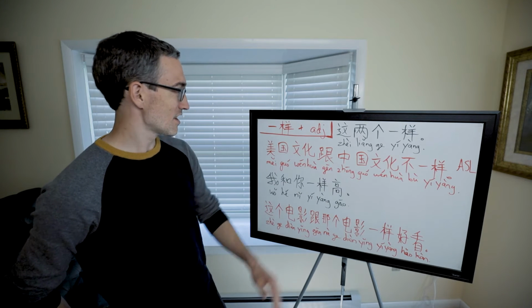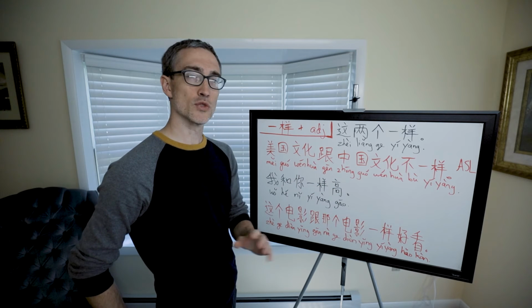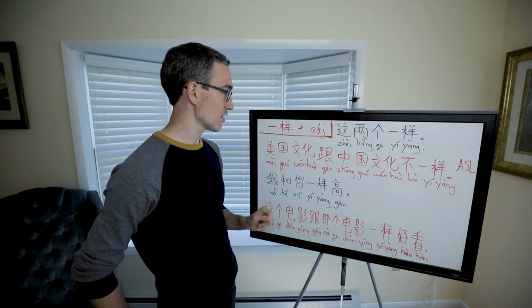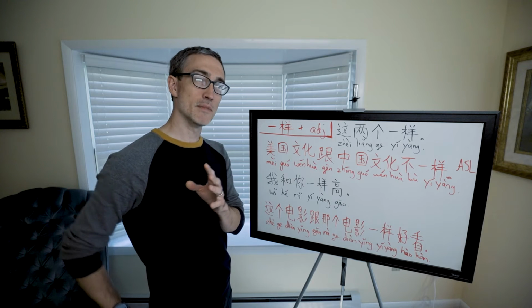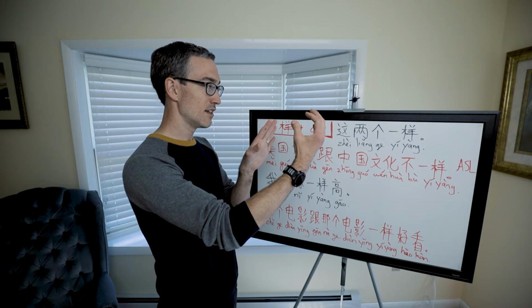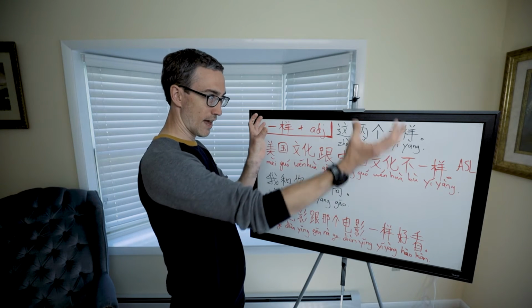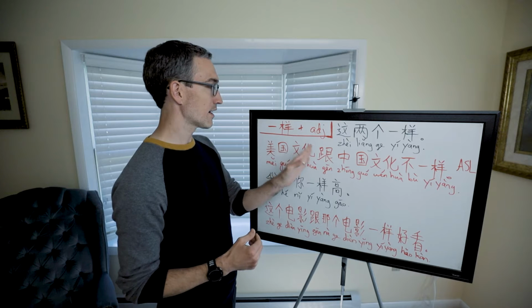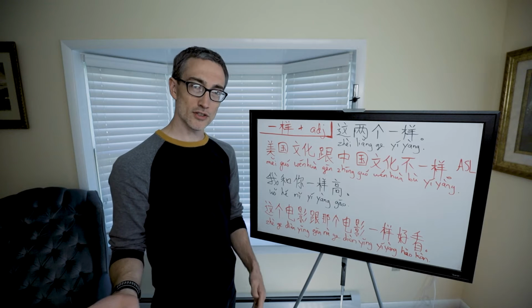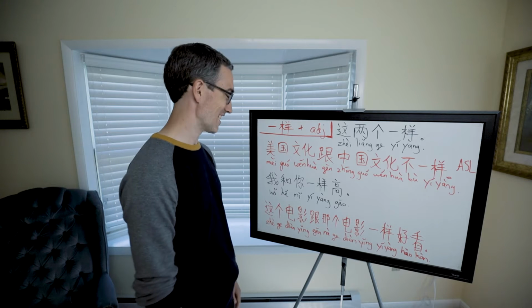Okay, this is an example sentence. 美国文化跟中国文化. What is 文化? Do you know? It means culture. So 美国文化, American culture. 跟, remember 跟? It means with sometimes, but sometimes it's just a connecting word like 和 to connect two nouns. And that's what it is here. It's just saying this and this. So 美国文化跟中国文化不一样. What does that mean? American culture and Chinese culture are not the same. Wow, mind blown. Just kidding.